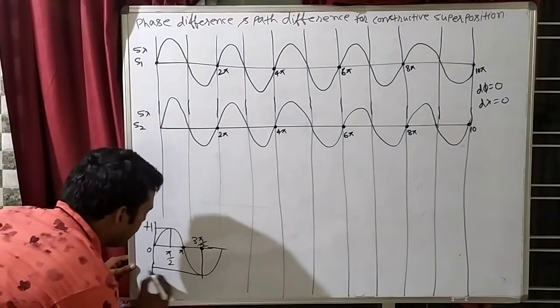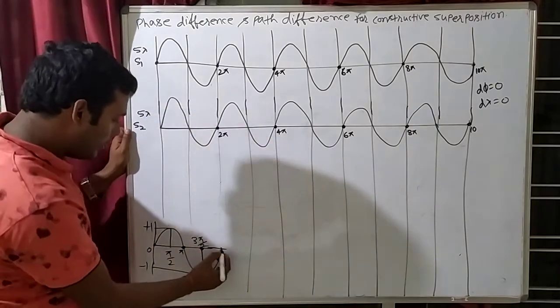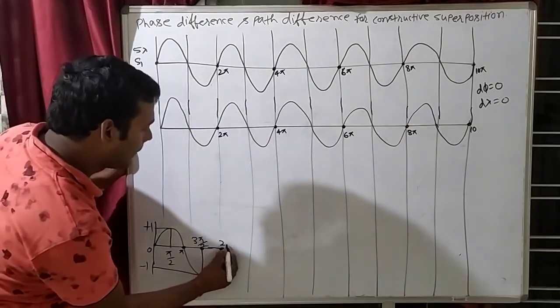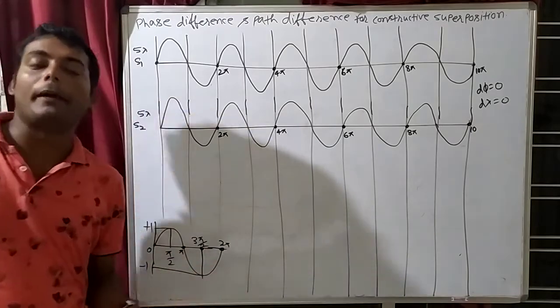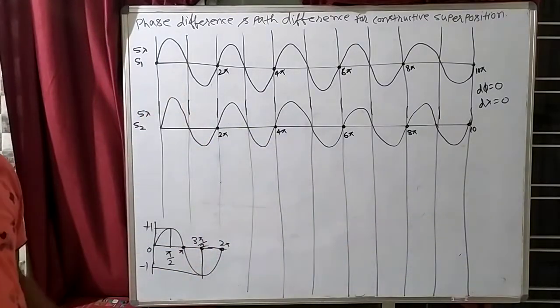Sin 3 pi by 2 is minus 1, the minimum value. And 3 pi by 2 plus pi by 2 will become 2 pi. Sin 2 pi, 2 pi means 360. Sin 360 is again 0. So this is the sine graph actually.